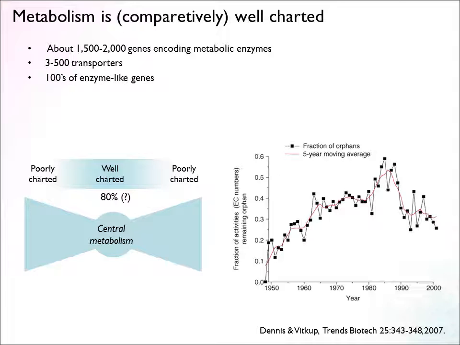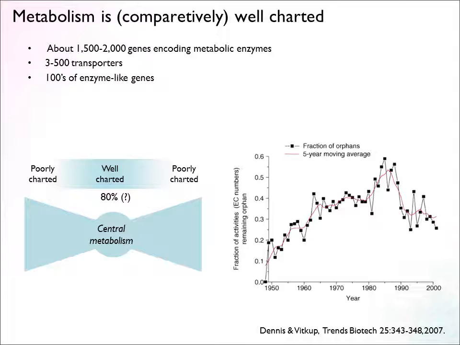If you go to the periphery, to the input processing side and the output sides, this number of 80% drops very quickly. Some specialized branches of metabolism, certain branches of lipid metabolism for example, are very poorly charted. We don't know what enzymes there are, and we don't know what genes encode some metabolic activities that we have seen. So this varies a lot depending on what subsystem of metabolism you look at.